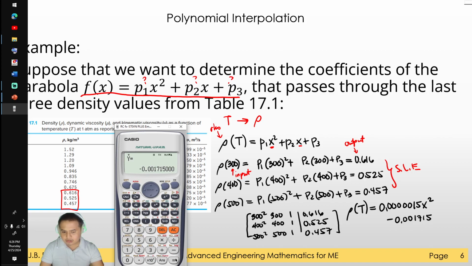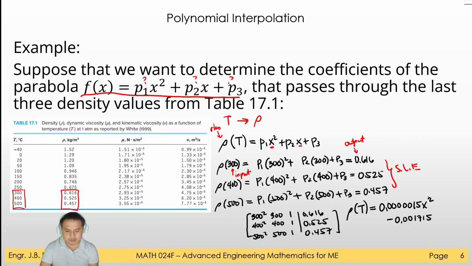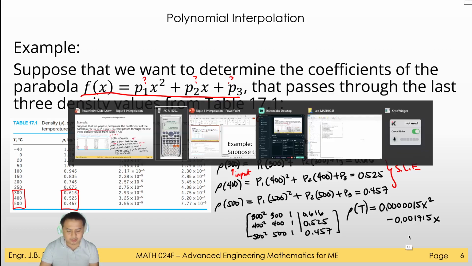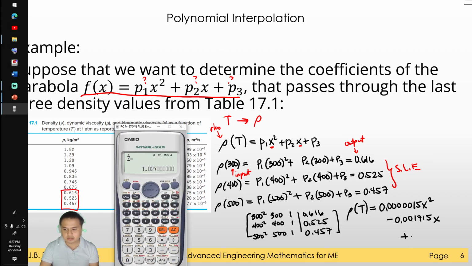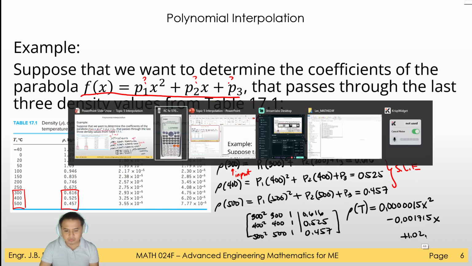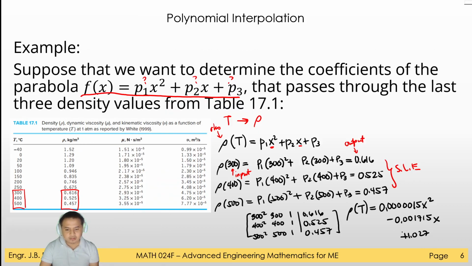And then for the last constant, we have 1.027. So as you can see, you can predict the value of your density as a function of t with these three different points.